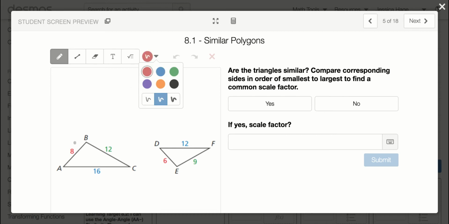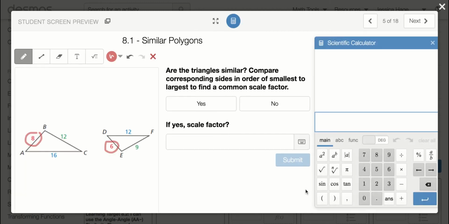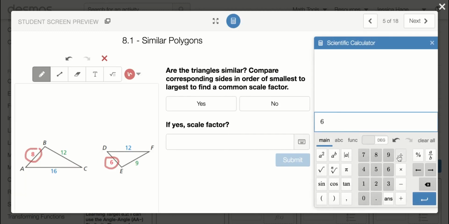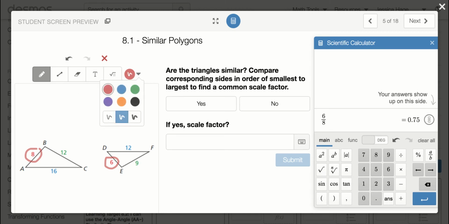So our smallest numbers in each triangle, we have an 8 here. We have a 6 here. So calculating 6 over 8, that's going to give us 0.75. And so we want to do this with all of the other sides. So the next number up would be 12 and 9.